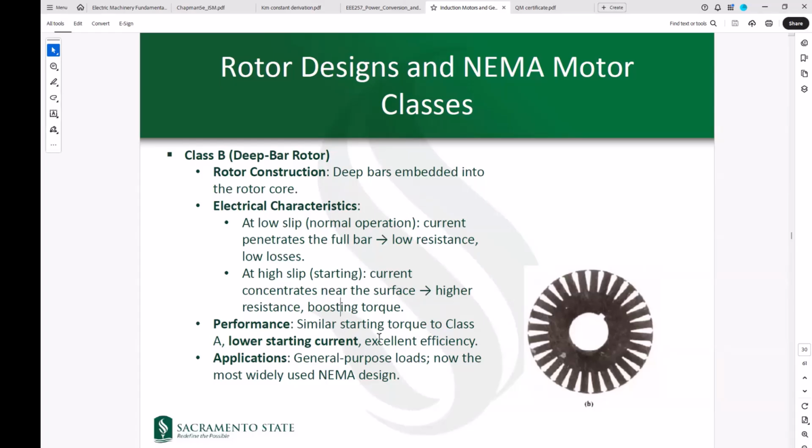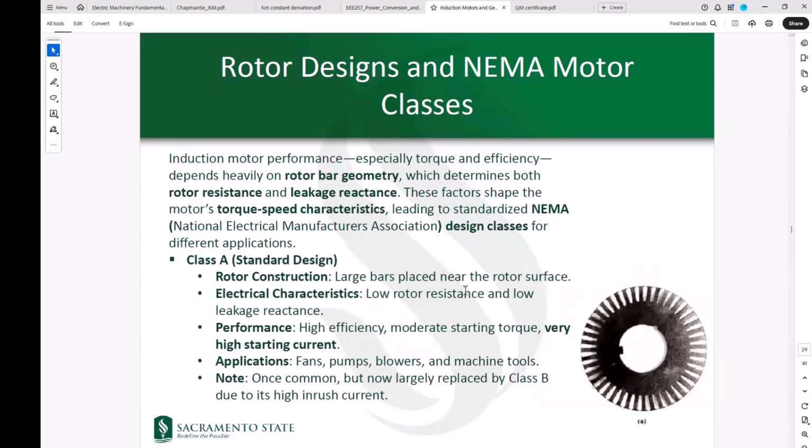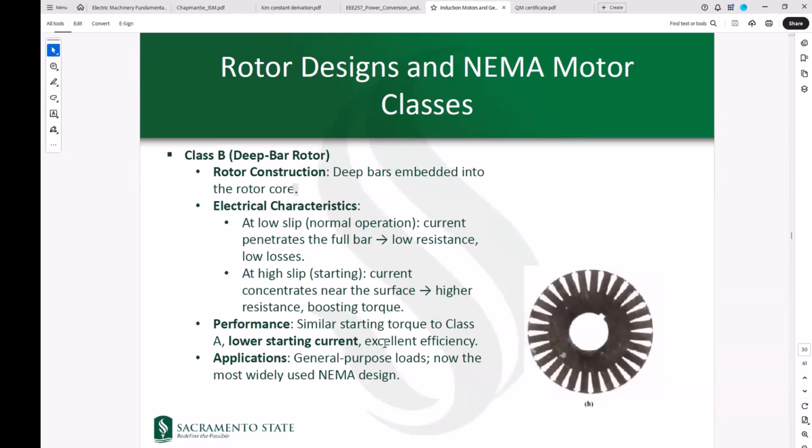The performance overall is similar starting torque to Class A, but has lower starting current, and it has excellent efficiency. So this design B overall has been able to remove the drawback of Class A, which had a very high starting current. So it can give us basically higher starting torque while lowering the starting current. The applications would be general purpose loads.